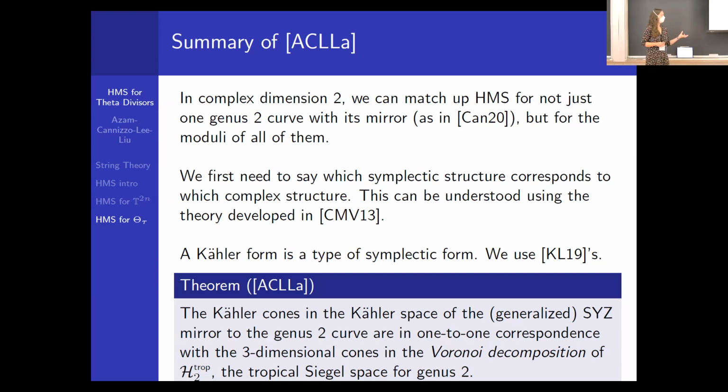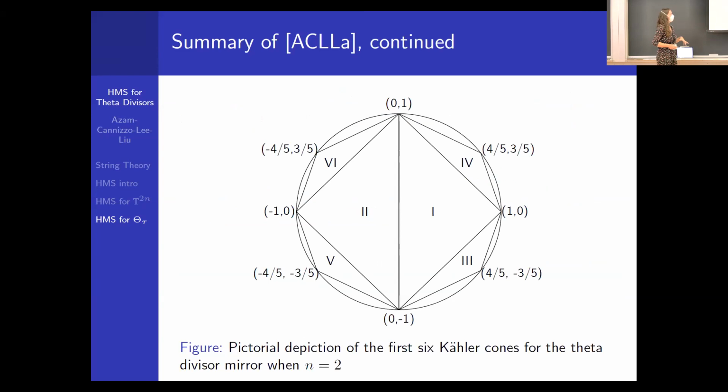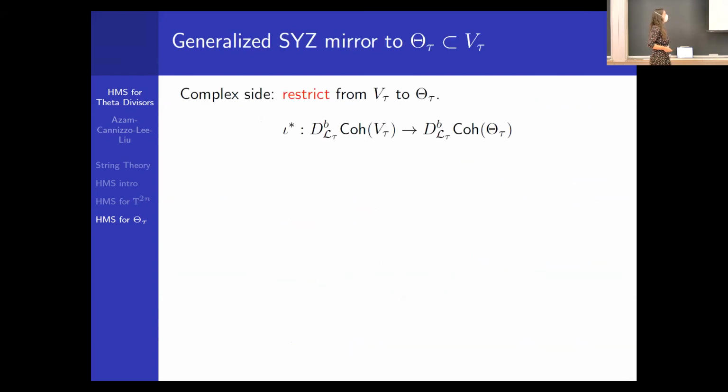So I haven't defined a lot of things here, but the point is H2 trop is talking about complex structures of the genus 2 curve, and a Voronoi decomposition is how they're glued together. That matches with the symplectic side. Okay, so this is a picture of the decomposition. And how do we get from mirror symmetry for abelian varieties to one for genus 2 curve?